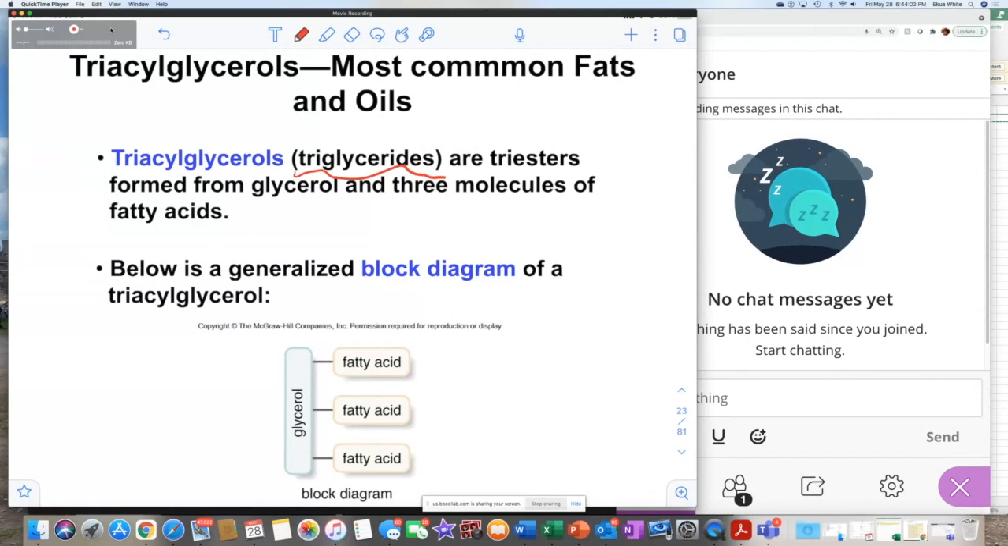Yeah, such is life, right? Such is life. Anyway, triglycerides.